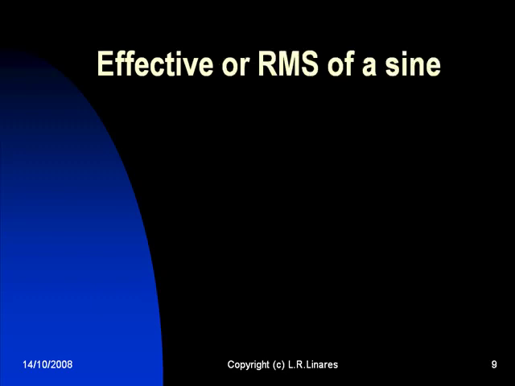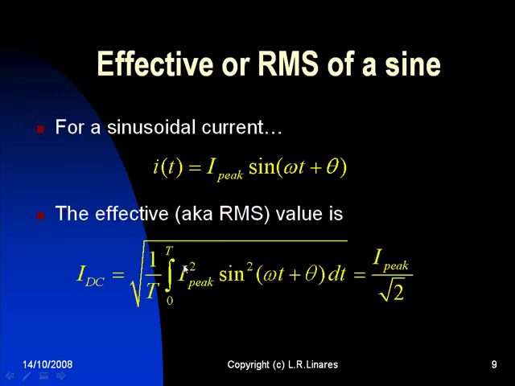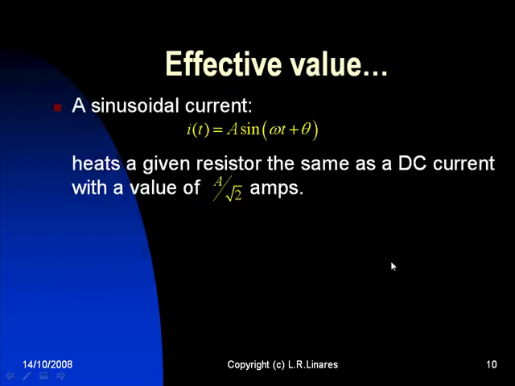Let's find the effective or RMS value of a sinusoidal current written like this. i of t has a peak value, I peak, and is I peak sine omega t plus theta amps. To find that, we use our formula, and using the formula we come up with that the effective value of a sinusoidal current with a peak value I peak is I peak divided by root 2. This is approximately 70% of the peak value of the current. I peak divided by root 2. Pretty simple, eh? Pretty simple.